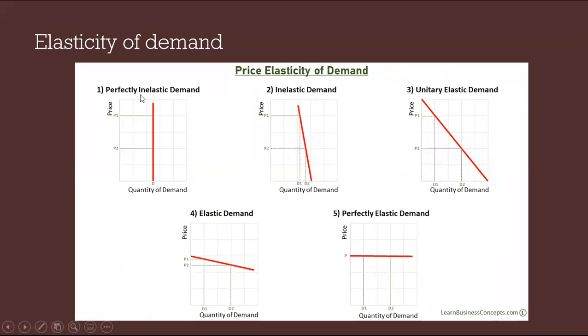And perfectly inelastic demand is only theoretical. It only happens in the book. The demand is unchanged even when the price is changing. Perfectly inelastic demand has a graph as a vertical bar here.